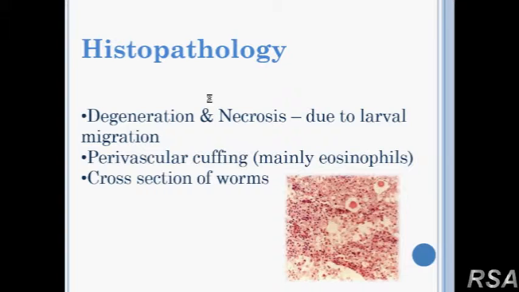Histopathology: degeneration and necrosis due to larval migrations. Perivascular cuffing, mainly eosinophils, cross-section of the parasite.